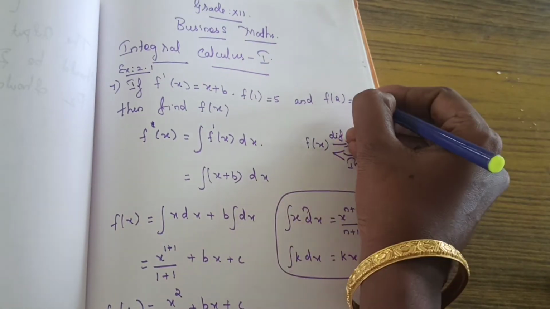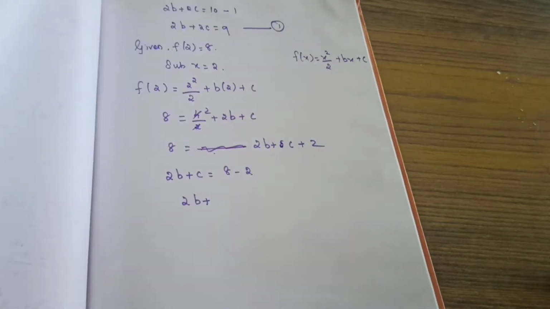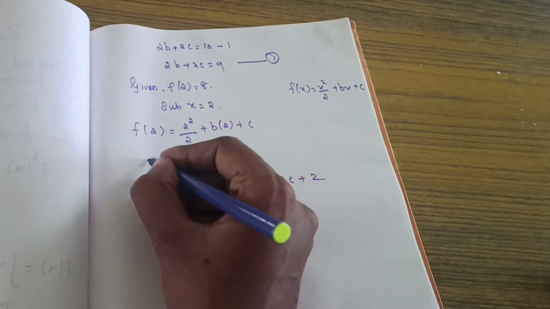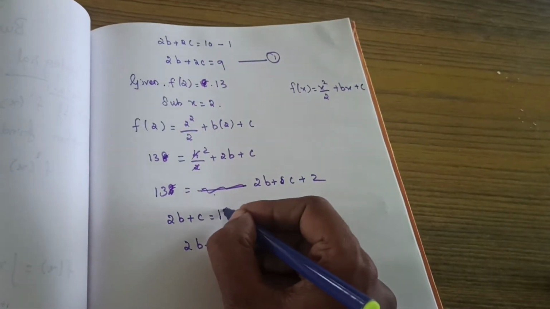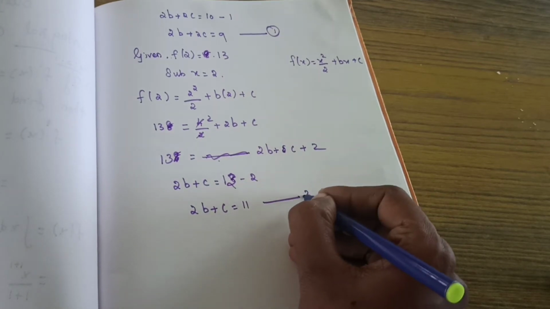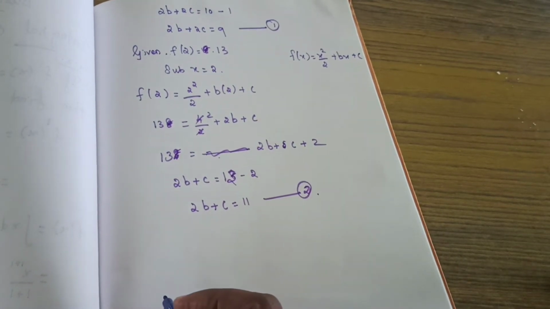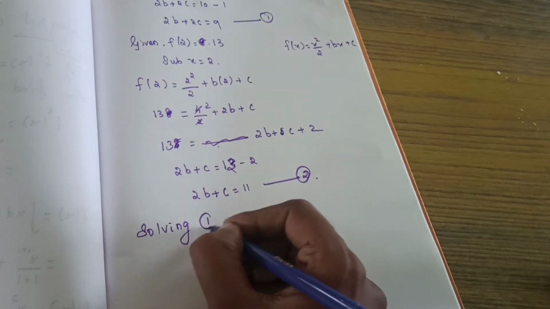Sorry students, there is a small mistake in the question. F of 2 value is 13. Okay. F of 2 value is 13. So here it is 13. I wrote the question wrong. So here it is 13. So what is the value for 13 minus 2? It is 11. Take it as equation number 2. Okay. Now we can solve 1 and 2.